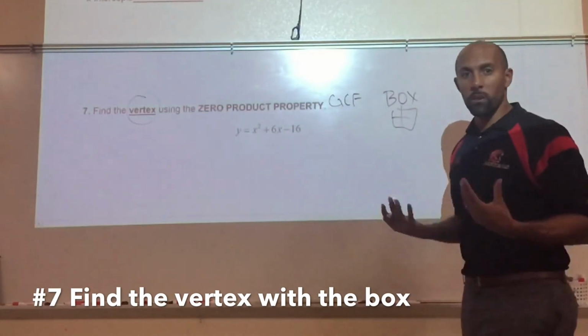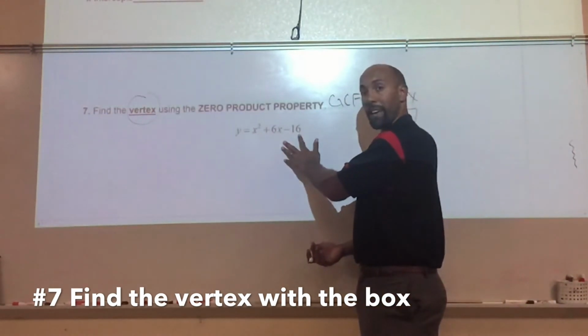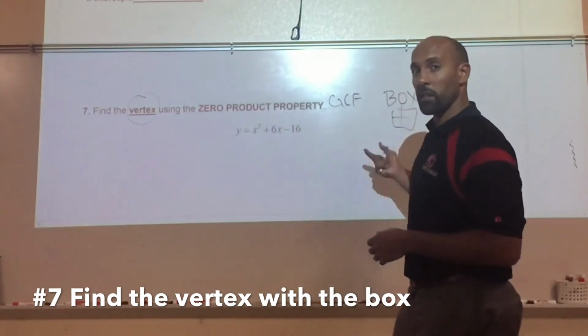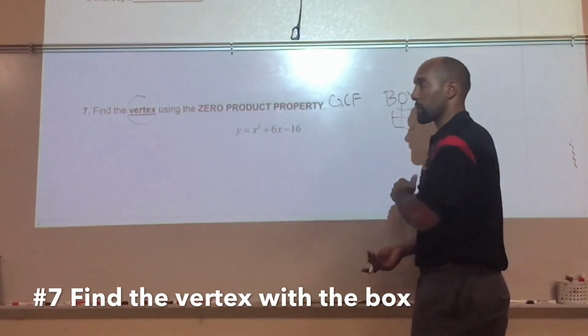Okay? So it means one or the other. So in this case, we have 1, 2, 3 A, B, C terms. So that means we're going to use the box. Some of you guys, well, can't we just do the quadratic formula? Well, that's not what we're asking for. We're asking to do the box in this case.